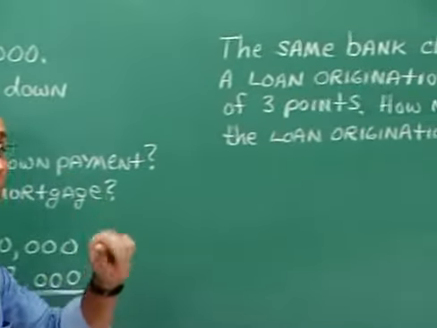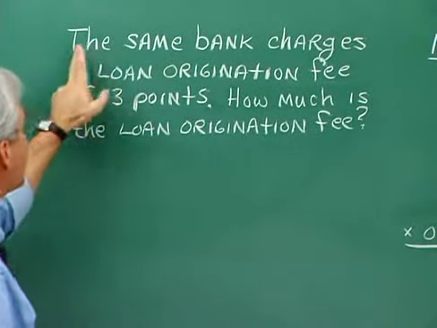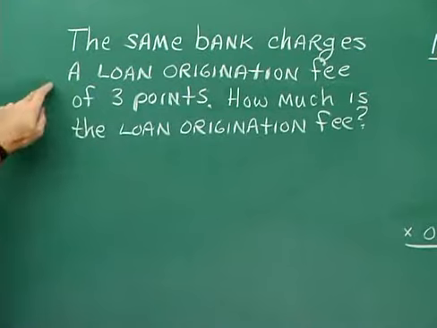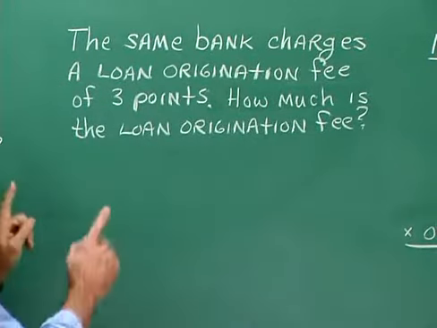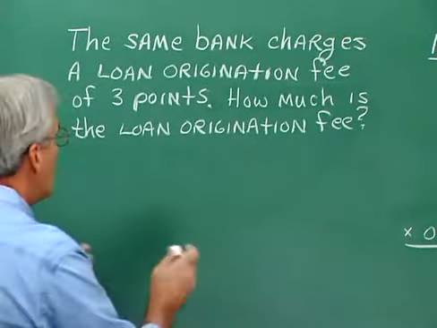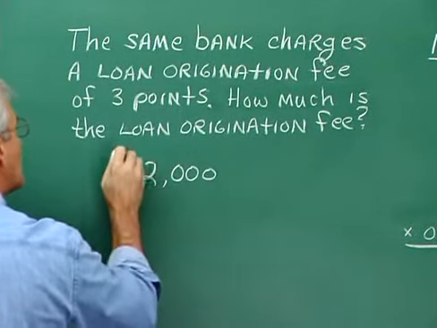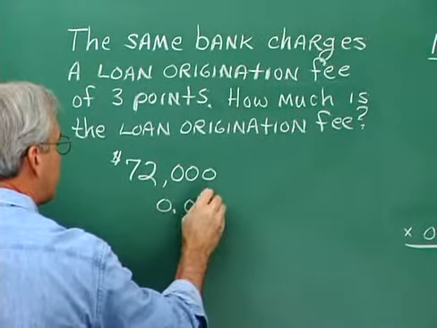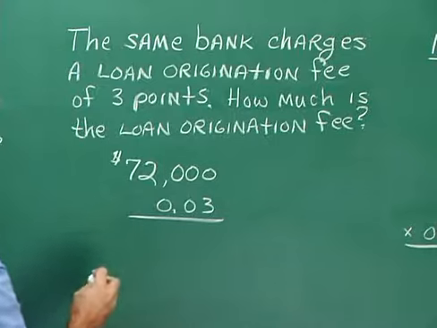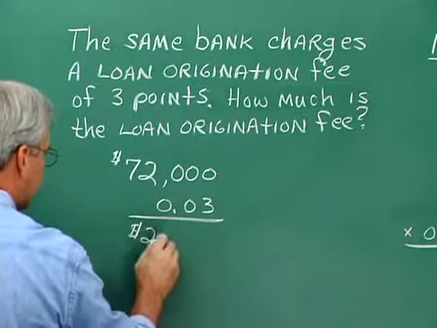Here's another problem. This one involves origination fee. The same bank, we're talking about the same problem over here, the same bank charges a loan origination fee of 3 points. How much is the loan origination fee? Well, again, this 3 points means 3%, and it's 3% of the amount of the mortgage. So we would take the amount of the mortgage, which we just calculated to be $72,000, and we multiply by 3%. And we find that the amount of the loan origination fee is $2,160.